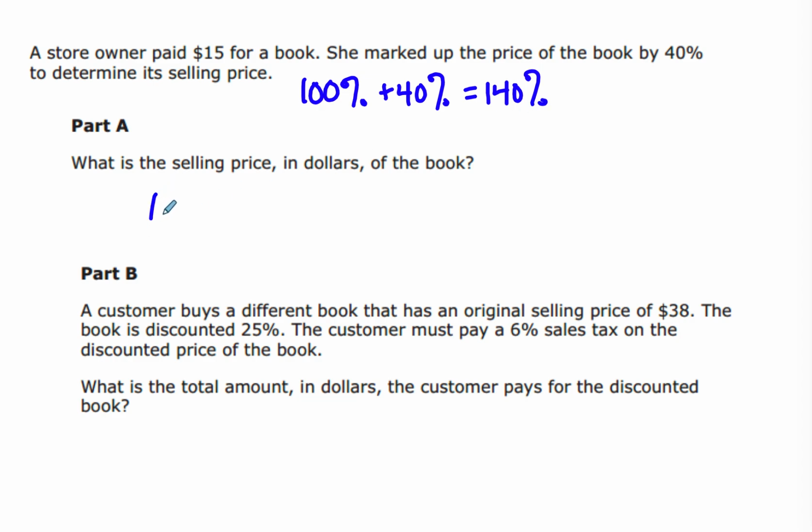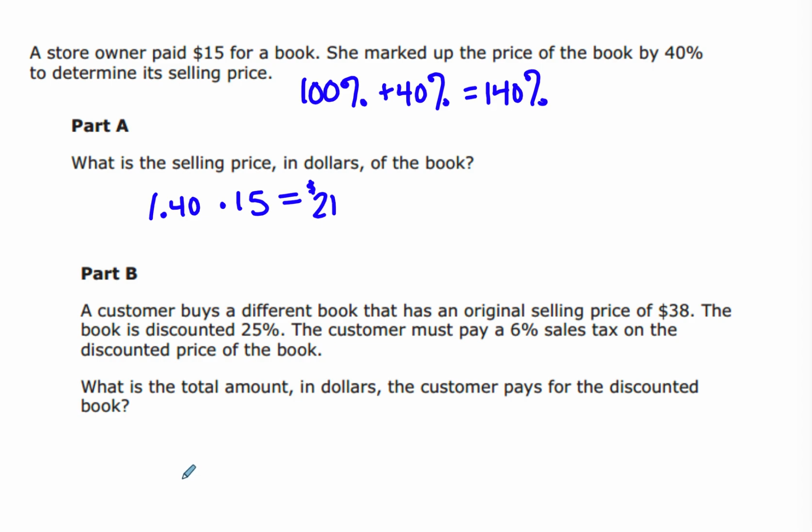So they're really paying 140%. So we can do 140% as a decimal times that original price to get our selling cost. So let's see, 1.4 times 15 gives us $21. The other way we can do it is to find 40% of $15 and then add that onto the price of $15. That also works.